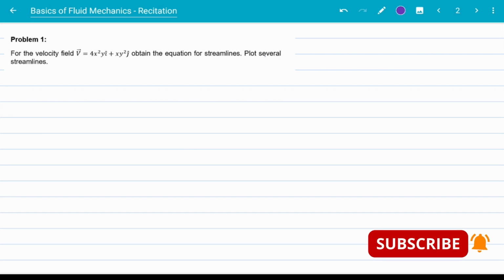So here we are with problem 1. We have a velocity field given to us in the vector form. We have 4x squared y in the i direction and then xy squared in the j direction. This is defining the velocity field. We are asked to find the equation for streamlines, and also to plot several other streamlines.